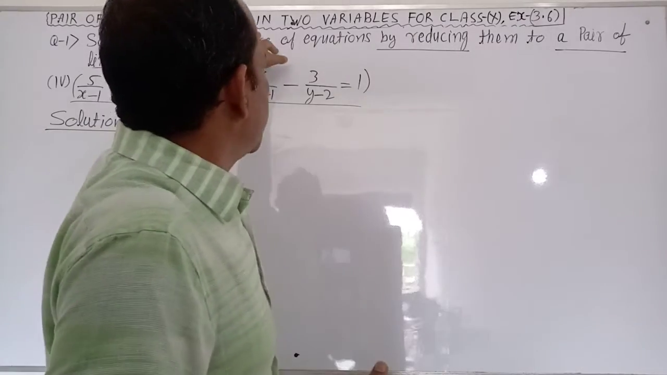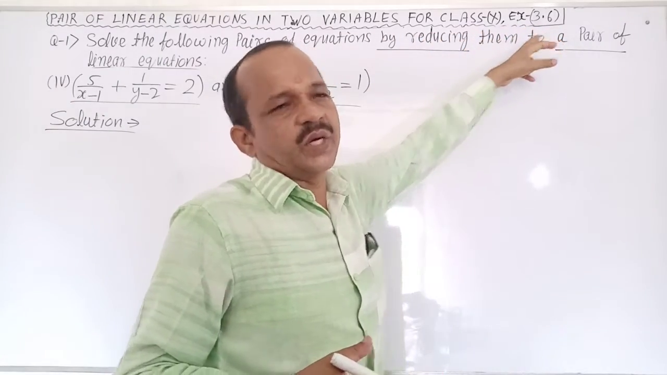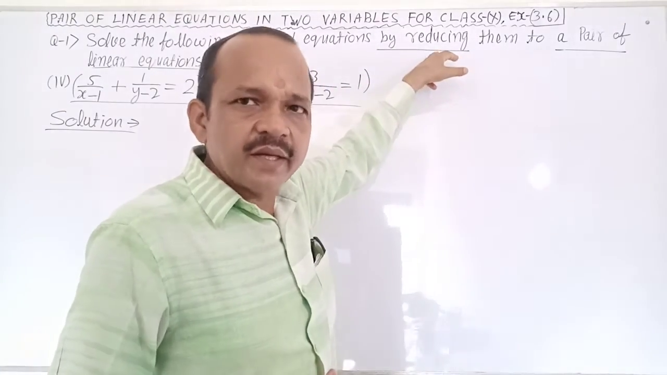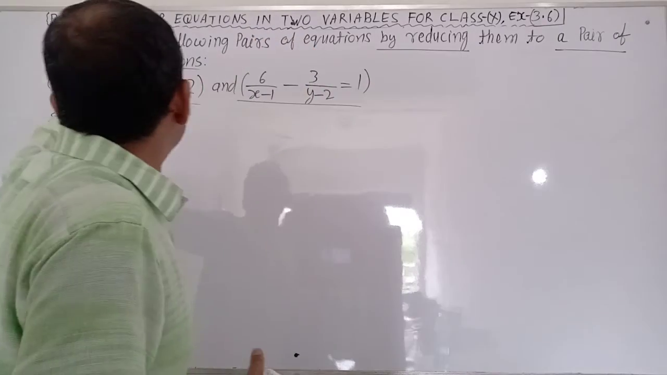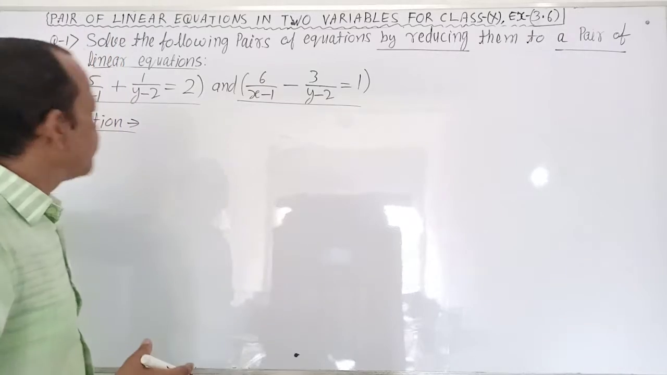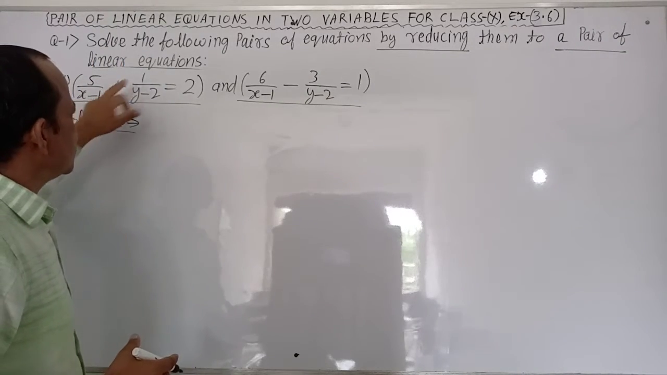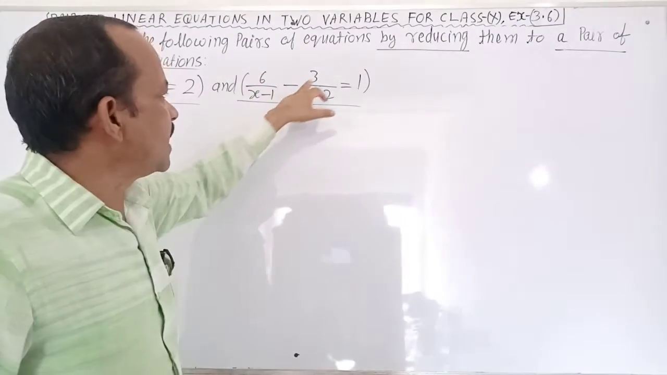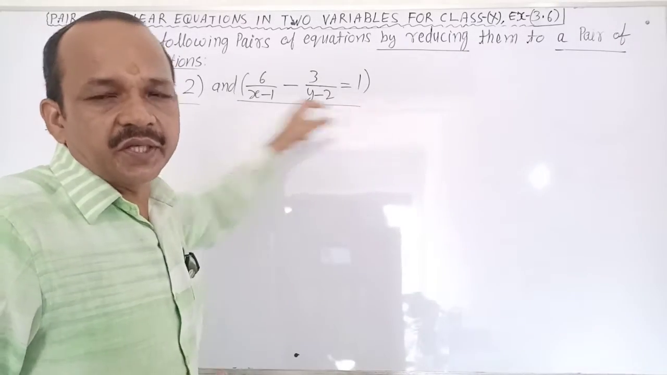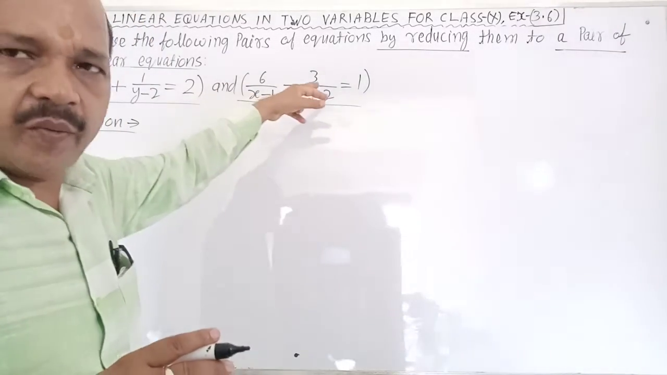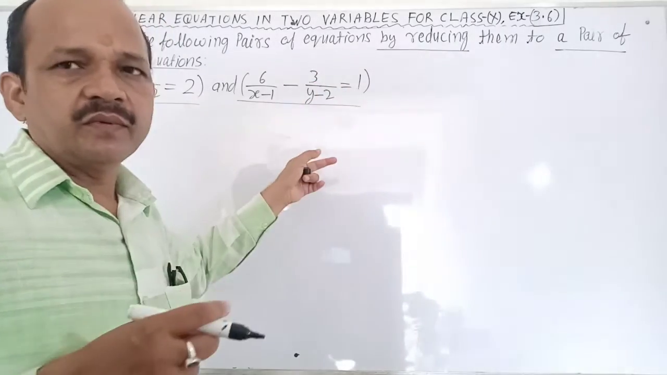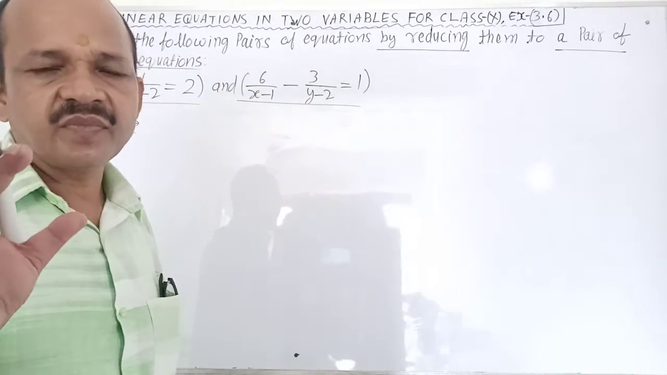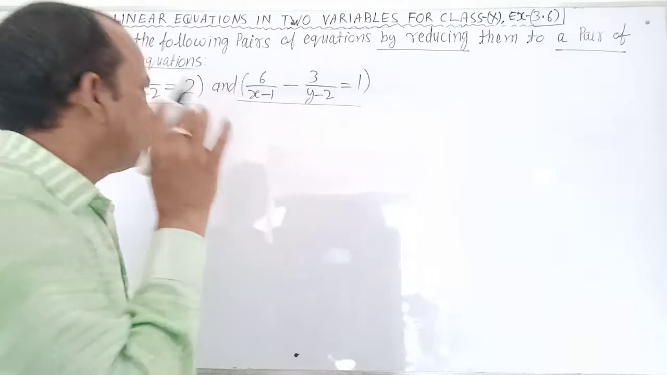Pair of linear equations in two variables for class 10, exercise 3.6. Question number 1. Solve the following pair of equations by reducing them to a pair of linear equations. Question first part 4. Here 5 by x minus 1 plus 1 by y minus 2 equal to 2 and 6 by x minus 1 minus 3 by y minus 2 equal to 1. It is the given equation. You reduce the given equation, solve it, and find the value of x and the value of y. Clear? No confusion? Very good. See the word.